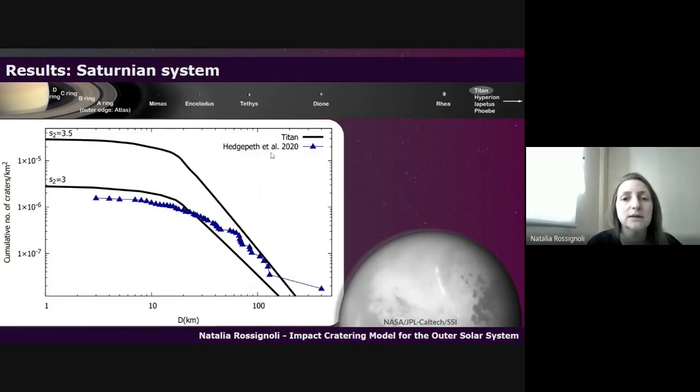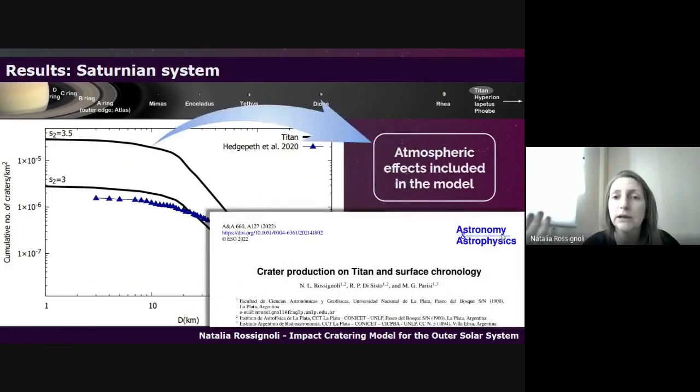It is very dense, and it shields the impactors, the small impactors, from reaching the surface. So as you can see, here is the observed crater distribution for Titan that goes flat for smaller craters. So in this case, we had to model and include in our cratering model the atmospheric effects on Titan, which was a bit tricky, but we managed to include some effects like, for example, drag, ablation, and the fragmentation of impactors that ended up being the most important of the effects.